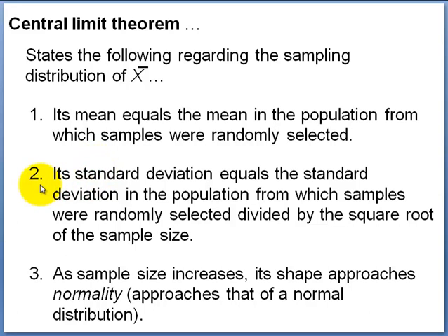Point 2 states that the standard deviation of the sampling distribution that we build will be equal to the standard deviation in the population divided by the square root of the sample size. As you know, shape of distribution is an important characteristic of distributions. And the third point of the central limit theorem states that as sample size increases, the shape of the sampling distribution approaches normality, which is to say, approaches the shape of a normal distribution.